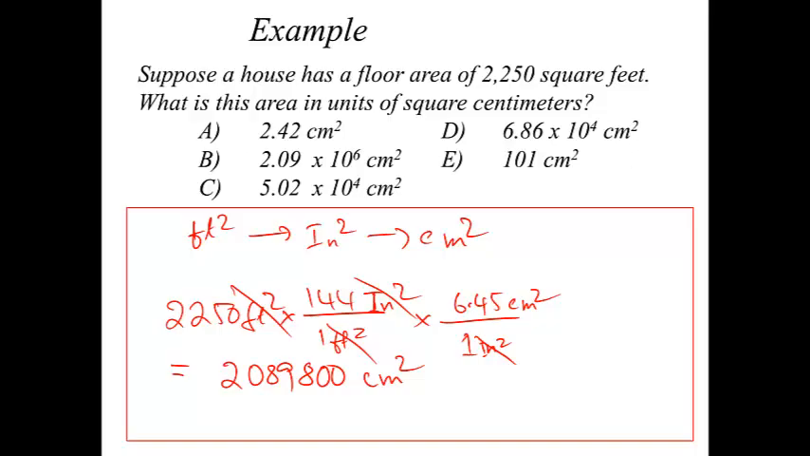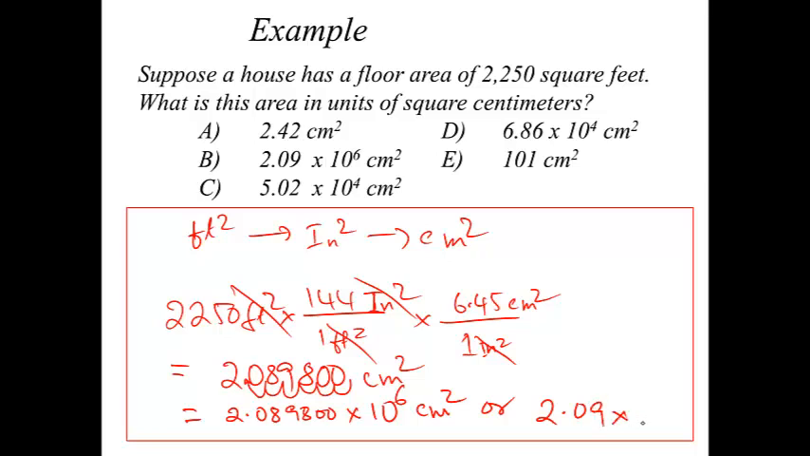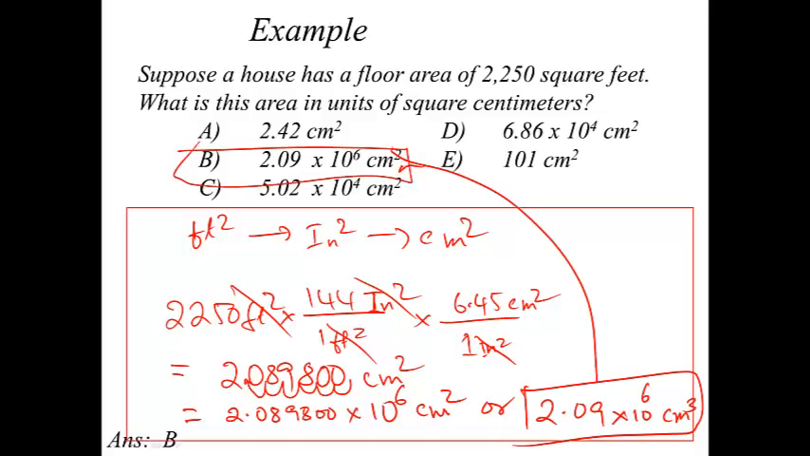We want to express this in scientific notation. Notice your answers are in scientific notation, and all of them have 3 significant figures, so we should have 3 significant figures in this case. So it's going to be 1, 2, 3, 4, 5, 6. So that's 2.089800 times 10 to the 6 centimeter square, or because you want to keep 3 sig figs, it would be 2.09 times 10 to the 6 centimeter square. Alright, so let's look at the correct answer. Correct answer seems to be B, and that is how you make this conversion.